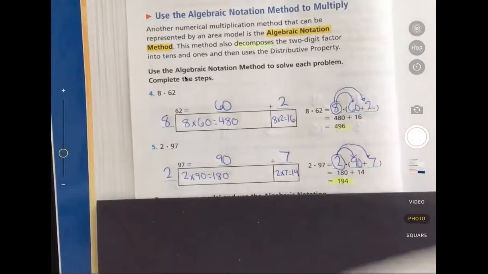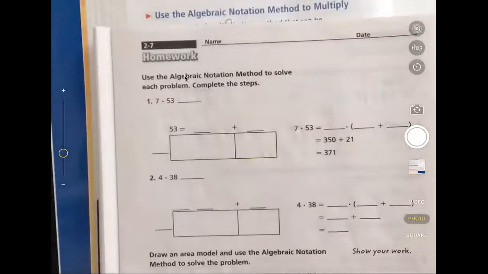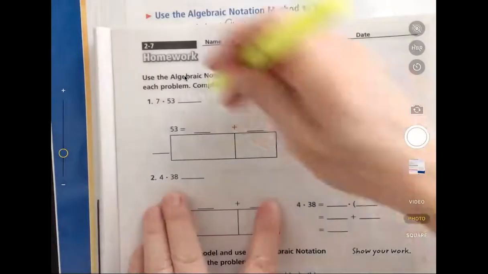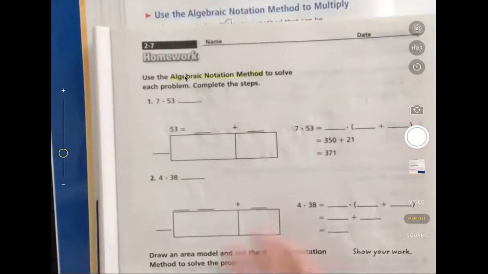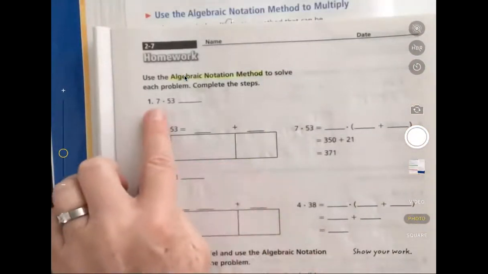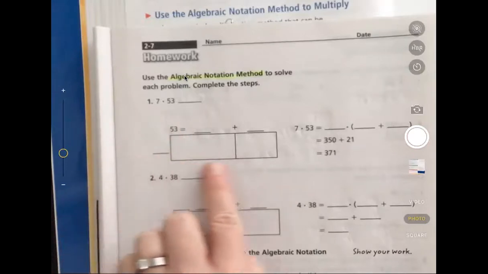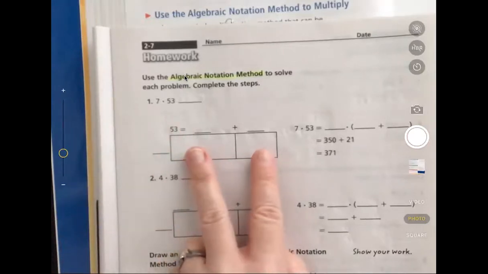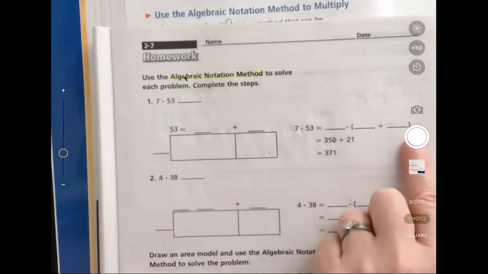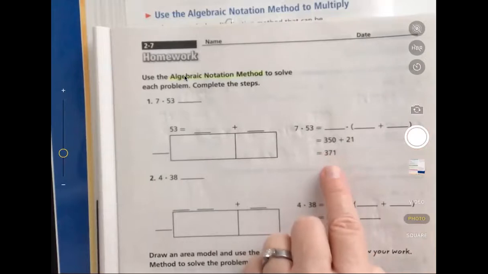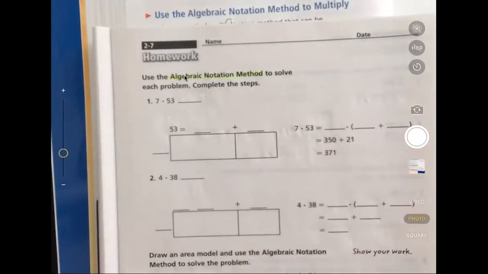And now when you go on to your homework, which is 2-7, you'll now be able to use the algebraic notation method to solve these. So I'm not going to go through them. I want you to try to plug these in, label your area models, do your sections, fill in your number forms, and then you're going to start to distribute. You're going to see that they've done a lot of it for you. They've even come up with your final answer. You need to check them.